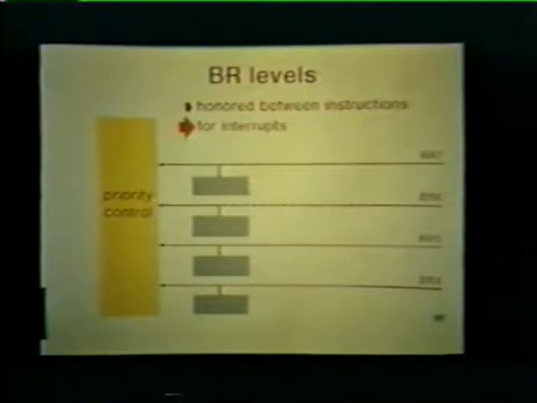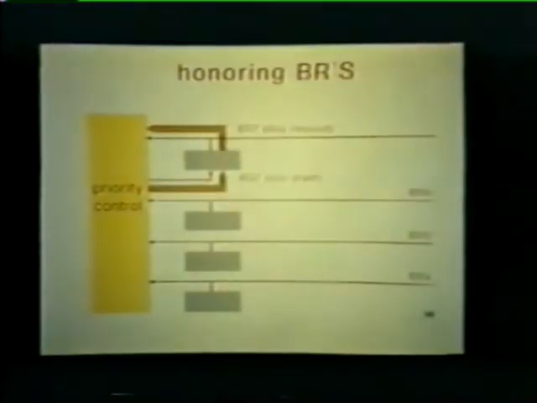Which brings us to the last point. Any request made on a BR level requires processor intervention. By the way, that's why BRs are honored between instructions. Because we're going to interrupt the processor's job, we want to let it finish its current instruction first. Now, let's look at the way BR requests are honored. The BRs are similar to NPRs in that there are two lines associated with each BR level.